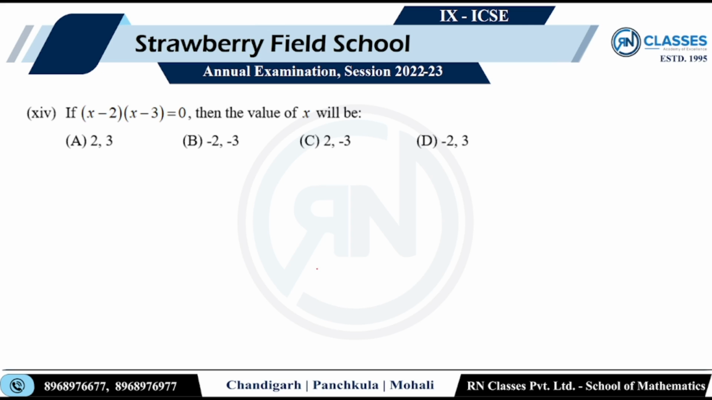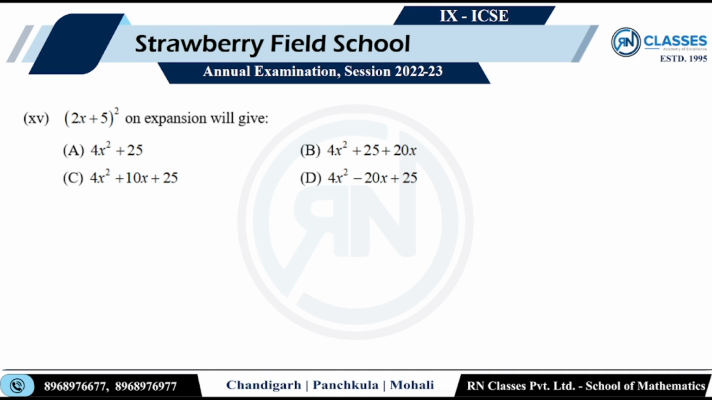Question number 14. No, not the question number 14. It is part 14. So we have to find the value of x. So either x minus 2 is 0 or x minus 3 is 0, right? Either of them becomes 0, this equation will become 0. So either x is 2 or x is 3. कहां पे मिल रहा है? A part में.